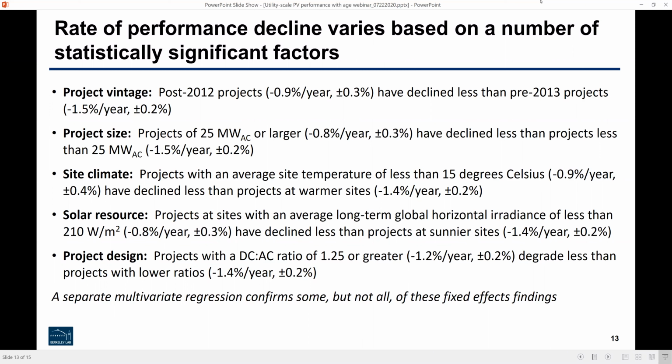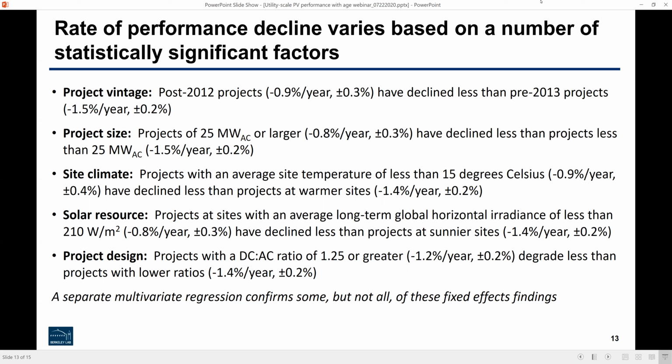We also found that larger projects have declined less than smaller projects. Again, perhaps not surprising if one believes that larger projects are likely to have a more rigorous operations and maintenance regimen, and that any performance problems are likely to be flagged and fixed more rapidly than they might be for a smaller project.